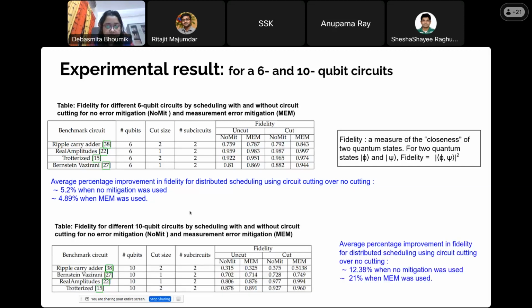We have also done this experiment for 10 qubit circuits, and here the trend is also similar. The improvement is better also. So when no error mitigation is used, the improvement for cutting was 12.38%, and when measurement error mitigation was used, the improvement was 21% over uncut circuits.